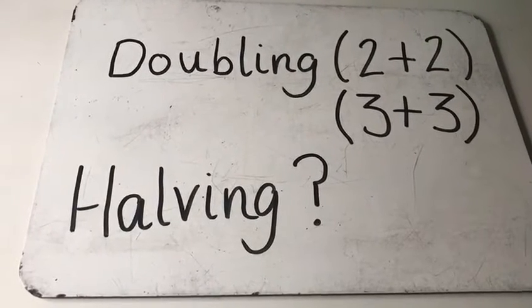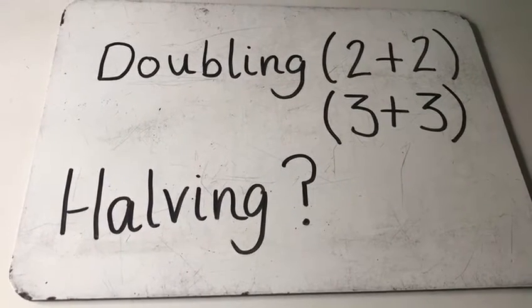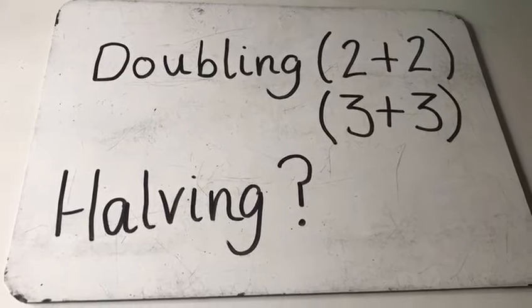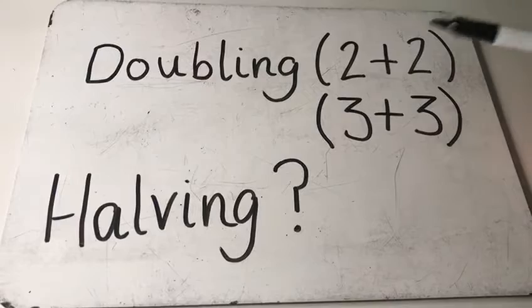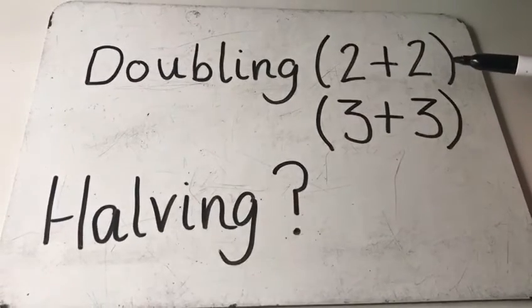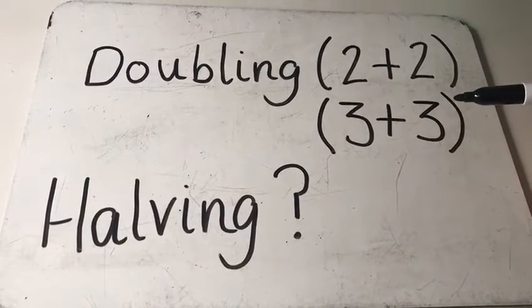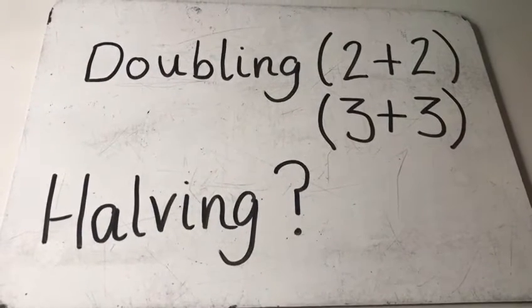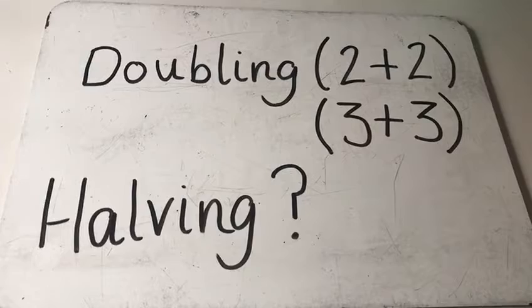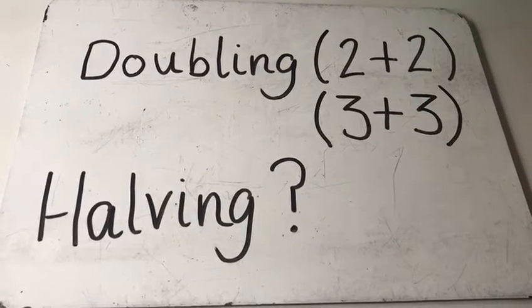Today we're looking at doubling and halving. Now you should remember from our work in class that doubling means adding the same number twice. So for example, adding 2 to 2, or adding 3 to 3, or adding 4 to 4, and so on. And that means that I am doubling that number. I am adding it twice. I am making it a double.